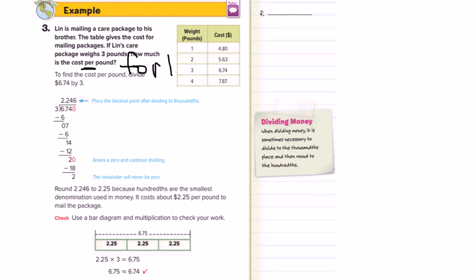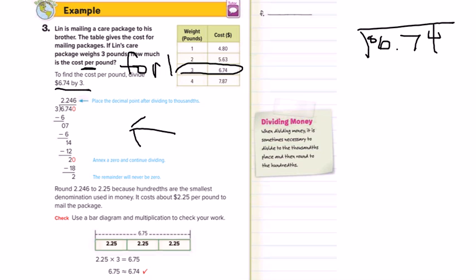So if I look at my chart, something that weighs 3 pounds costs $6.74. So to figure out the cost per pound, I would need to divide 674 by 3. You can follow along with the work that's here, or you can follow along with me as I do this problem on the side and show all of the work. So I have $6.74 divided by 3.